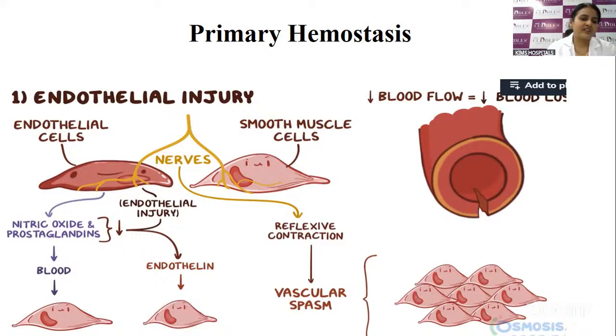Normally, the undamaged endothelial cells secrete nitric oxide and prostaglandins into the blood. This causes the relaxation of the smooth muscle cells. But when there is an injury to the endothelium, it usually secretes endothelin that causes the vasospasm of the vessels.